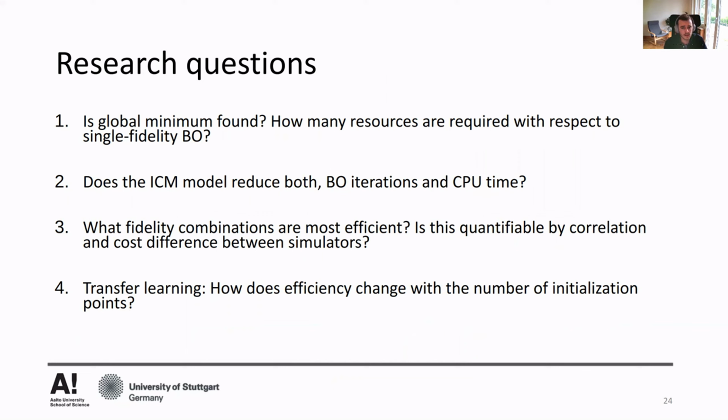Then I want to see if using this ICM model or these multitask approaches not only reduces the number of target fidelity iterations, but also if it reduces the CPU time, because this is not clear. This ICM model comes with an additional computational cost, and we have to see if this cost would maybe outweigh the benefit that we would gain by using multiple data sources.